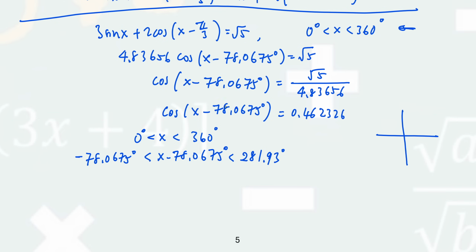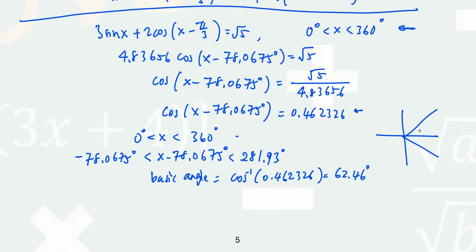Okay, after you found this, I will write down my basic angle equals arc cos 0.462326, and this is going to be 62.46 degrees. I give more decimal places. So now we look at the interval over here. The cos is positive, which means our theta will be in the first and fourth quadrant. So I will label these two basic angles. I give more decimal places because here you have x minus the angle, which has more decimal places.